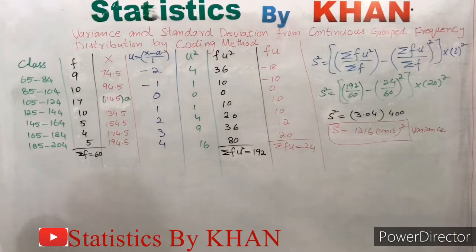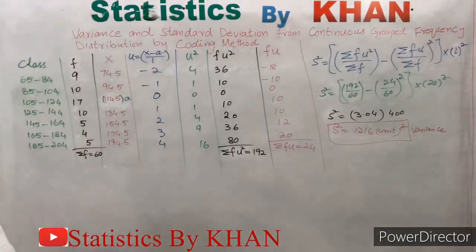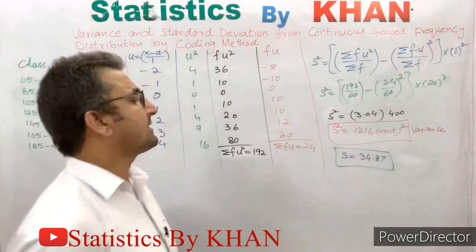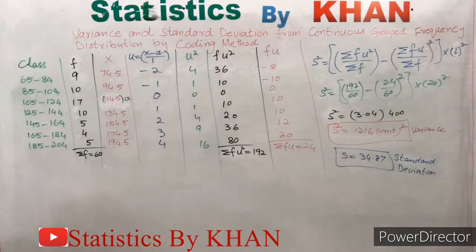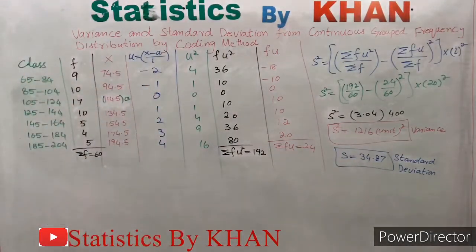Now for standard deviation, we will take the positive square root on both sides of this equation. So if we take positive square roots on both sides of the equation, it will give us s is equal to 34.87. So now this is the standard deviation. Okay, so finally these are the variance and standard deviation of this continuous group frequency distribution by coding method.